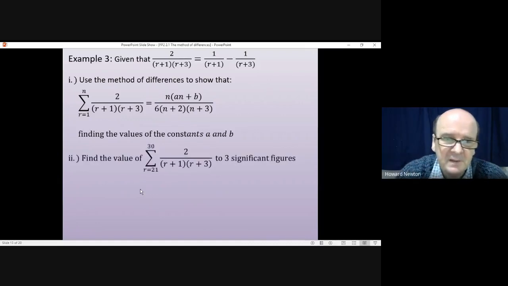And then once you've done that, see if you can actually put in some specific values. It's made slightly awkward because the bottom value here is r equals 21 rather than 1. And give your answer to 3 significant figures. Pause the video, have a go yourself, come back when you're ready.